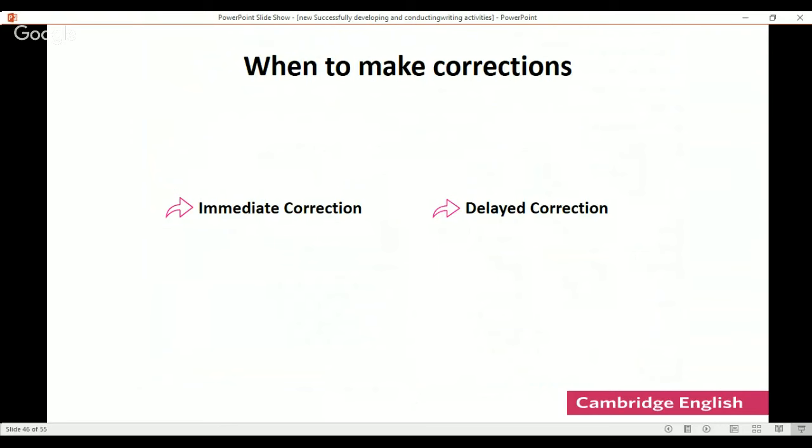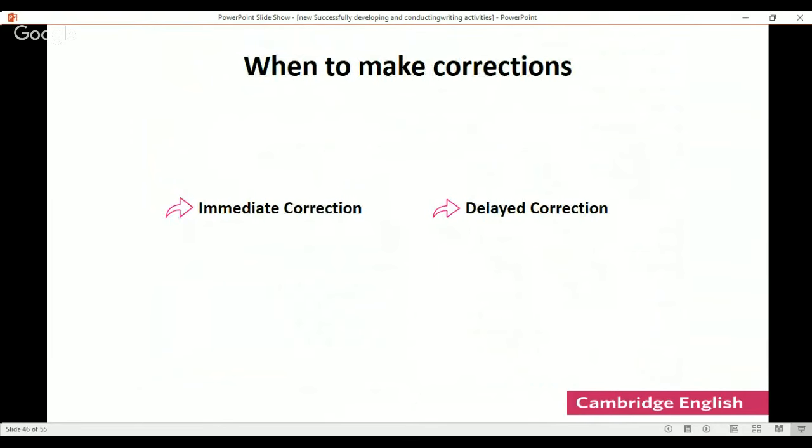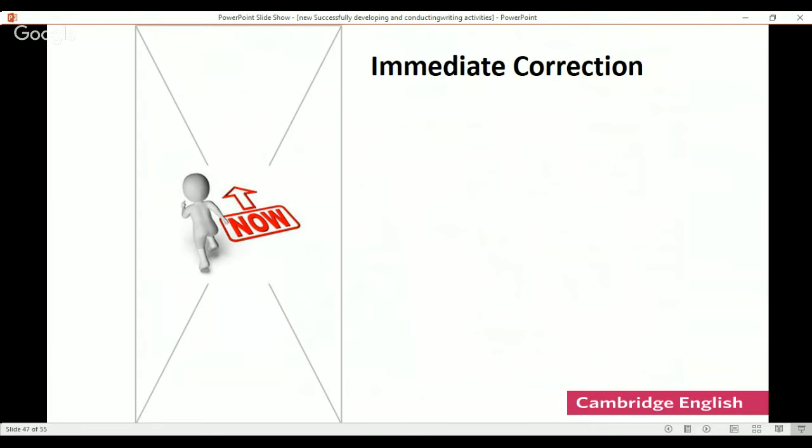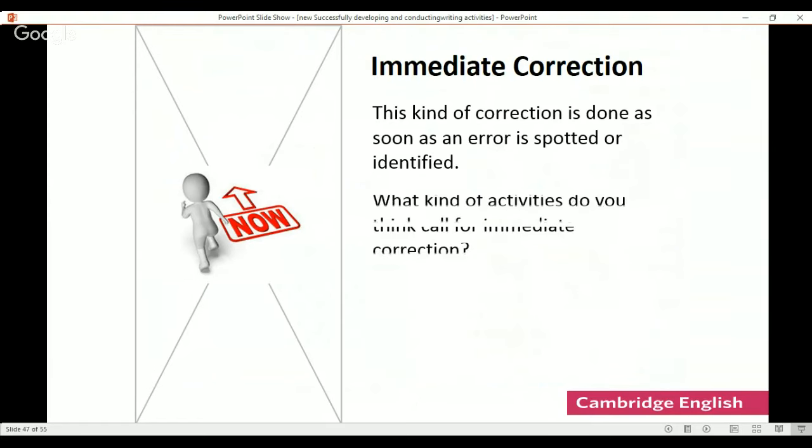When do you make corrections? You have immediate correction and delayed correction. Immediate correction, as the name suggests, are corrections that are done immediately as and when the error occurs during an activity. Delayed correction, as the name suggests, are corrections that are made after the completion of the activity. Immediate correction is done as soon as the error is spotted or identified.